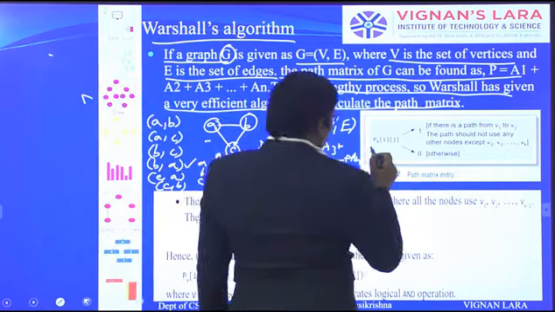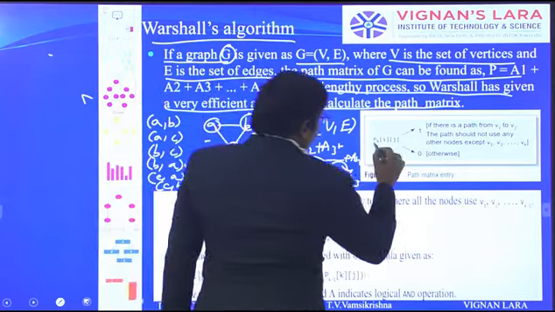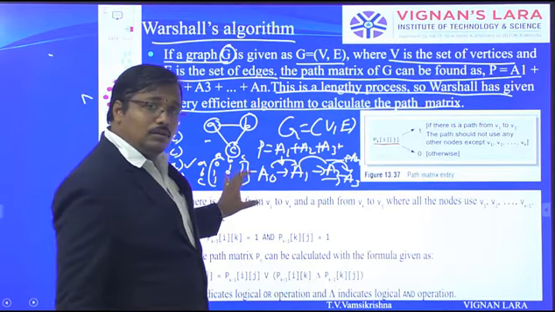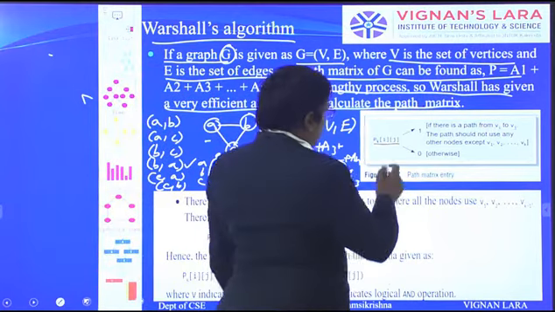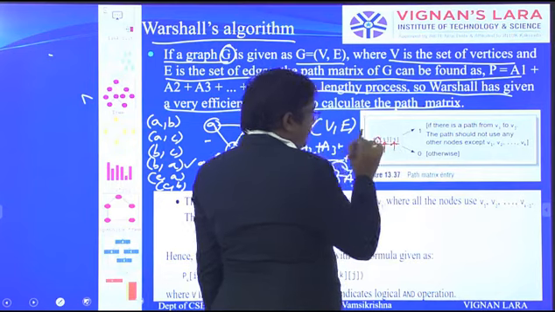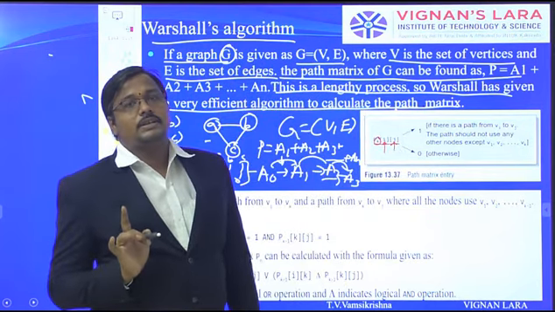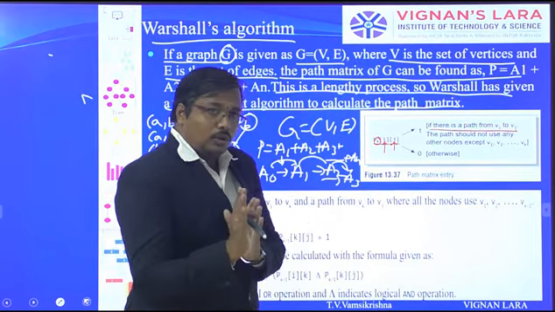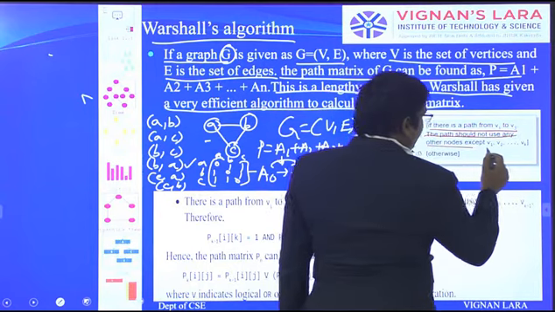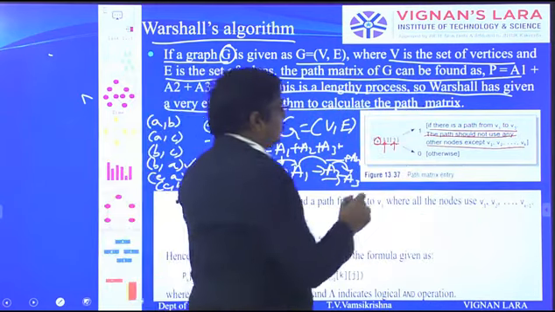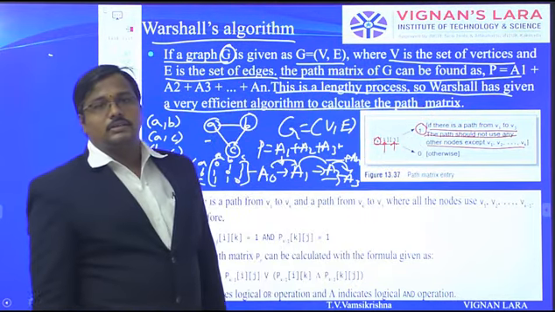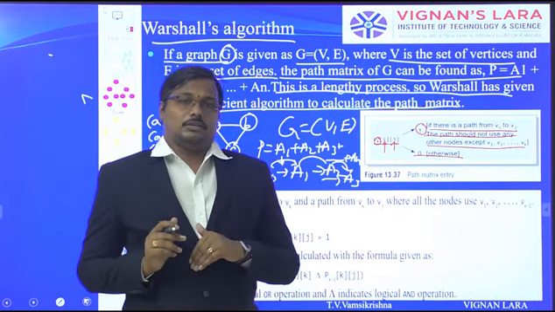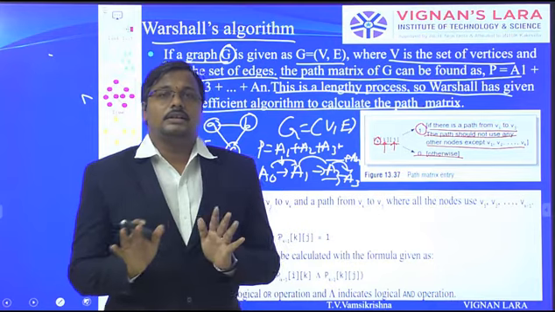That is the logic. Each time we calculate P_K of I, J. P is the path matrix, which is a mixture of rows and columns. I is the row index, J is the column index, and K represents the via vertex. If there is a path from the ith vertex VI to the jth vertex VJ that does not use any other nodes except V1, V2 up to VK, then the entry is 1. Initially, K is 0. Otherwise it is 0, so the matrix consists of either 0 or 1. If it is 0, there is no edge; if it is 1, there is an edge.